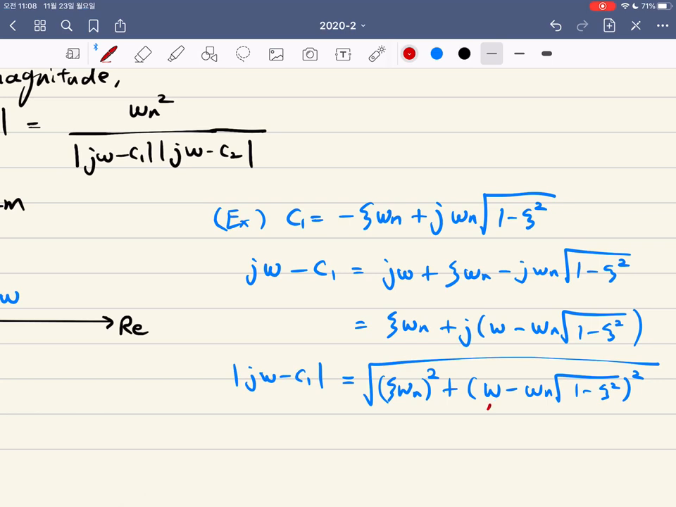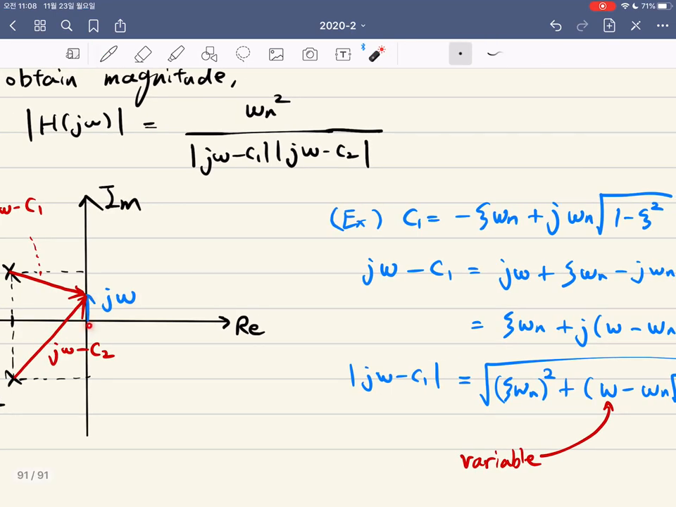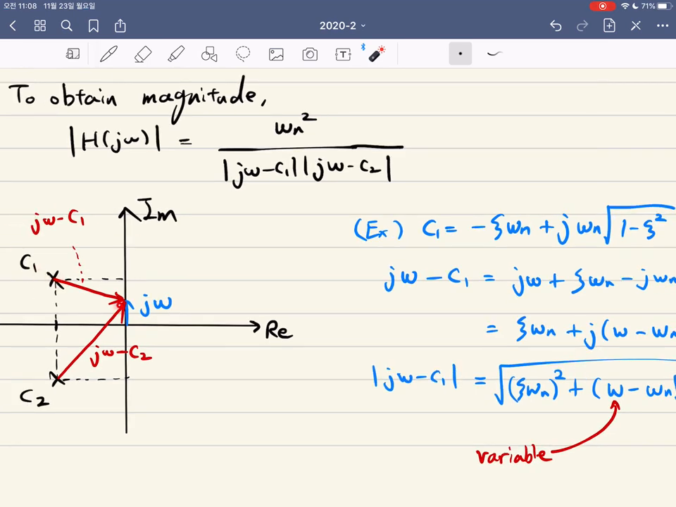And this here is the only parameter, because we are varying the omega here through this imaginary axis to find out these lengths for the magnitude. Okay, so if J omega is here, you have to divide omega n squared by this length and this length. That's what I wanted to tell you.